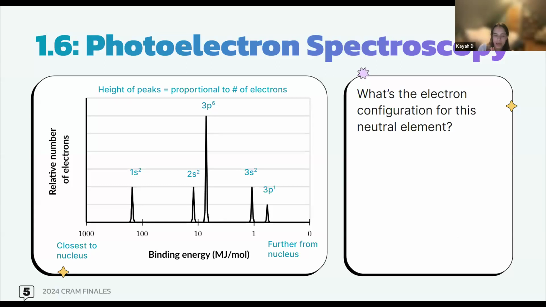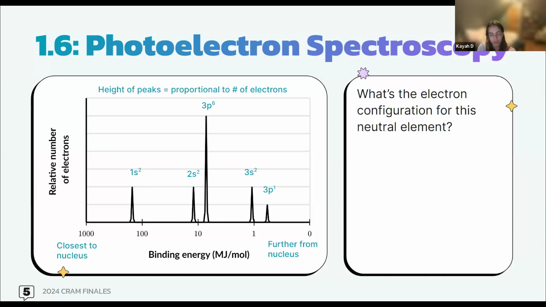So you see the third curve from the right, pretty much that middle peak. Whoever said in the chat, it is supposed to be 2p6, not 3p6. We were trying to test you on that. Good catch. So it's 1s2, 2s2, 2p6, 3s2, 3p1.